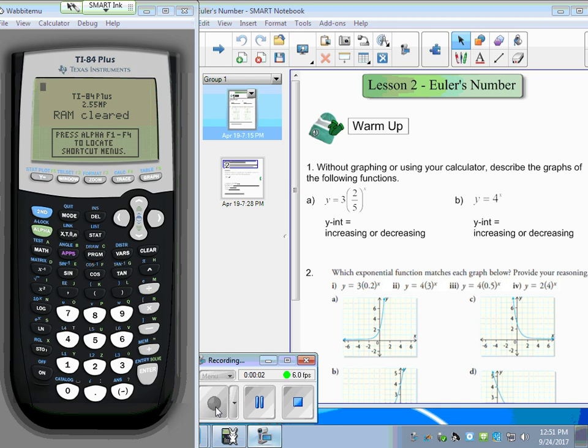Hello, grade 12s. Today we are going to be looking at lesson 2, which is on Euler's number, and lesson 3, which is exponential equations.